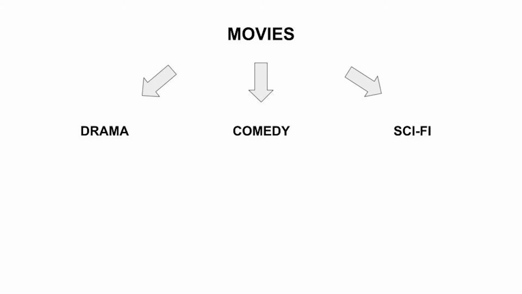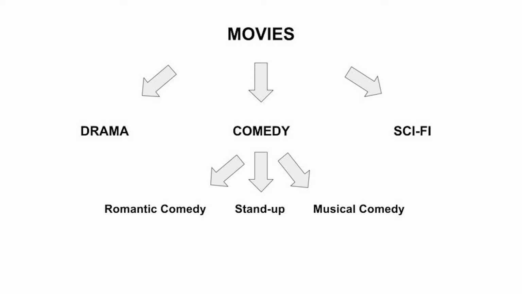So many different movies out there. We can break them up into categories like comedy, drama, and sci-fi. From here, we can go into subcategories like romantic comedy, stand-up comedy, musical comedy, etc. This style of organization is great for users to find related information.